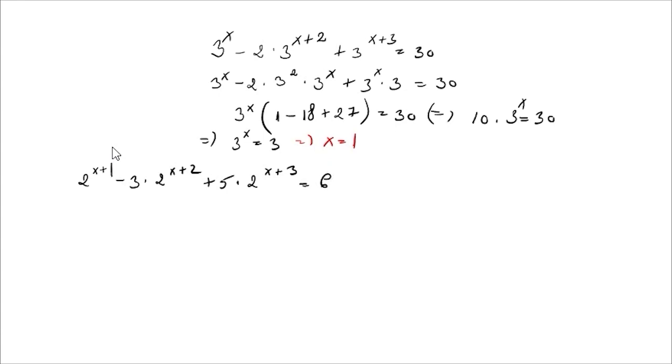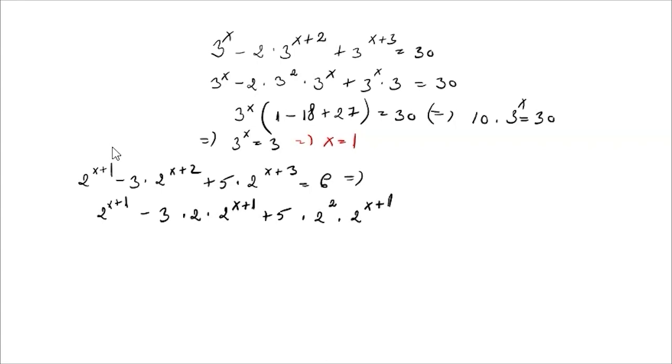This time I am going to use logarithms in order to solve this equation. Resulting here that 2 to the power of x plus 1 minus 3 multiplied with 2 multiplied with 2 to the power of x plus 1 plus 5 multiplied with 2 to the power of 2 multiplied with 2 to the power of x plus 1.